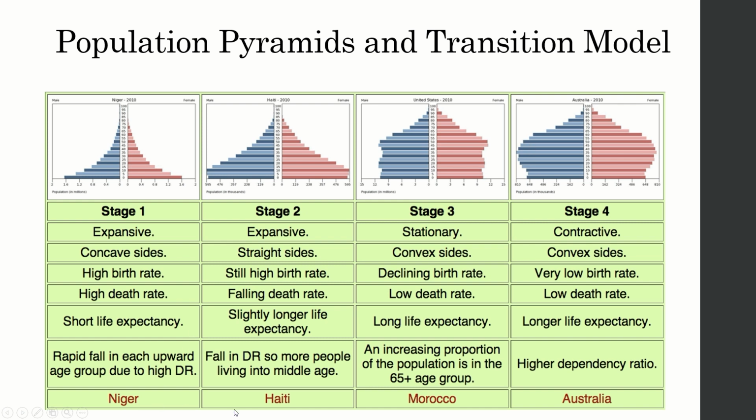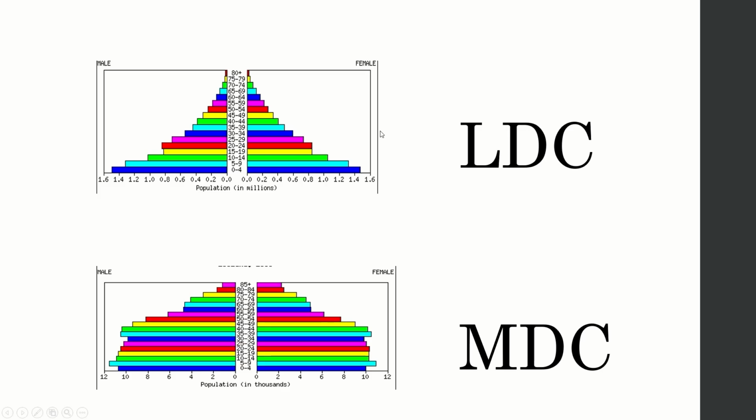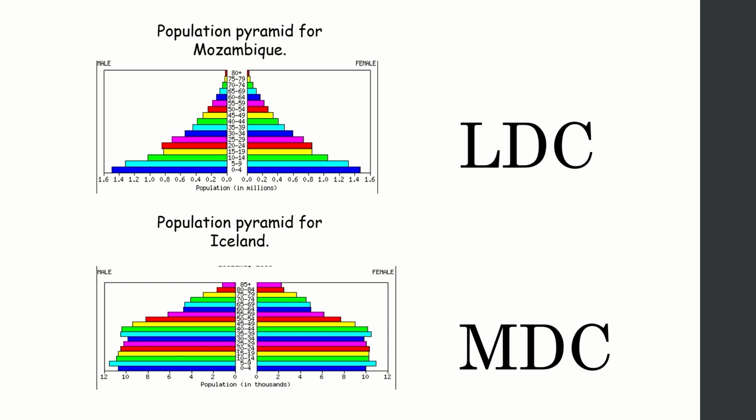These are some examples of countries that are represented in these categories. Least developed countries look like this. Most developed countries look like that. This is Mozambique in the top and Iceland in the bottom here.